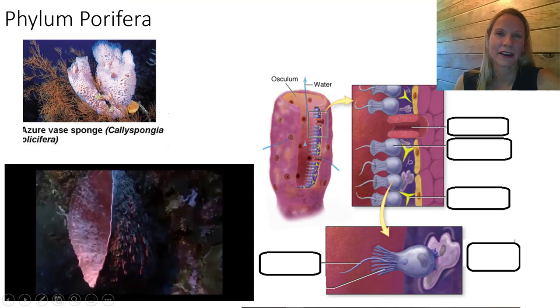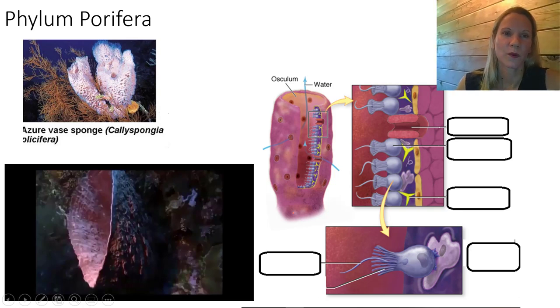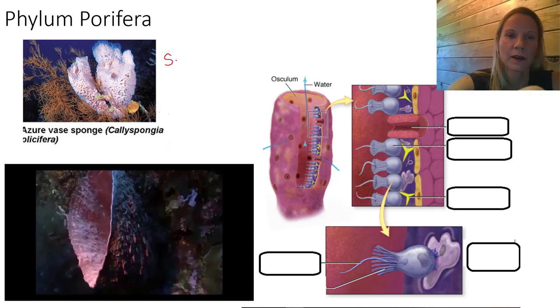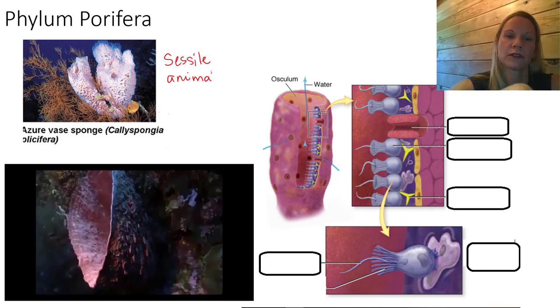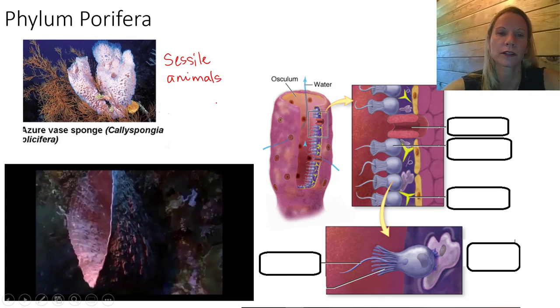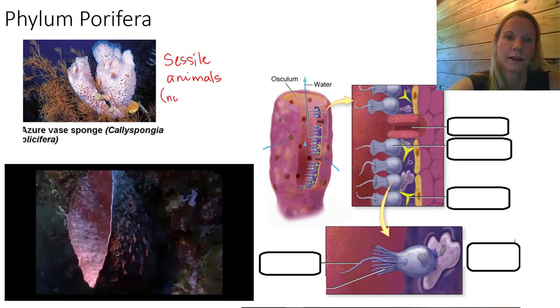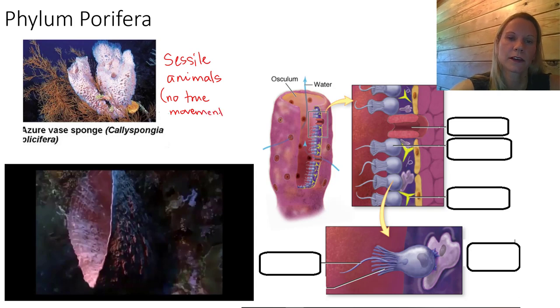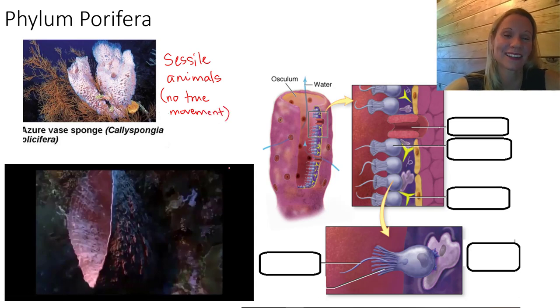Let's start by talking about the phylum Porifera. What do we want to remember about these? Well, these are sponges. Most live in water, freshwater or salt water, and they are what we call sessile animals. What that means is that they don't move. They're attached to a rock or a surface like the bottom of the ocean. So no true movement, although they are classified as animals. A lot of people might mistake them for being plants.